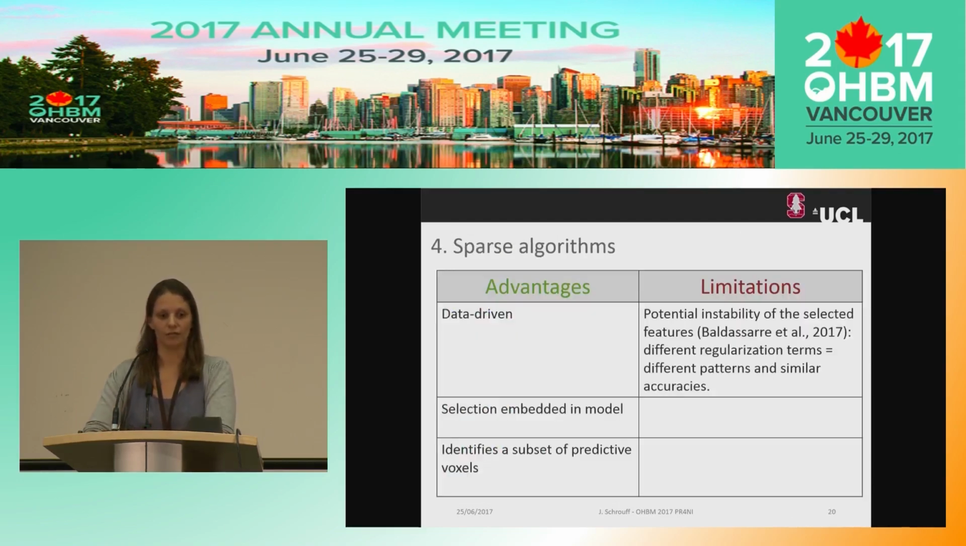So the advantage of sparse algorithms is that they're data-driven, and the selection is embedded in the model. It identifies a subset of predictive voxels that you can then look at, but you might have instability of the selected features based on which regularization term you choose.